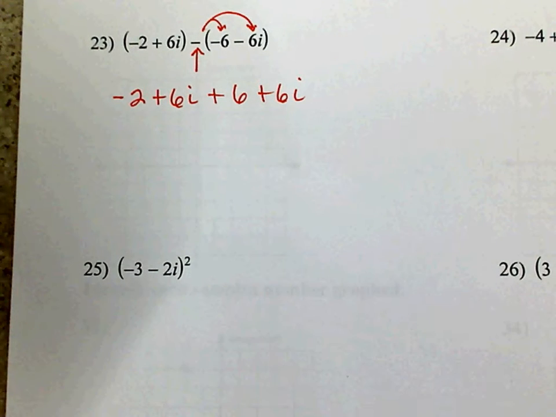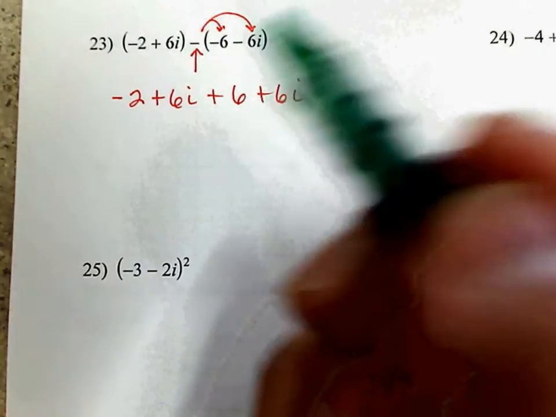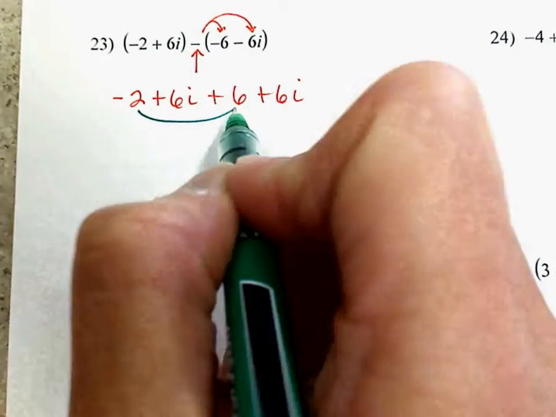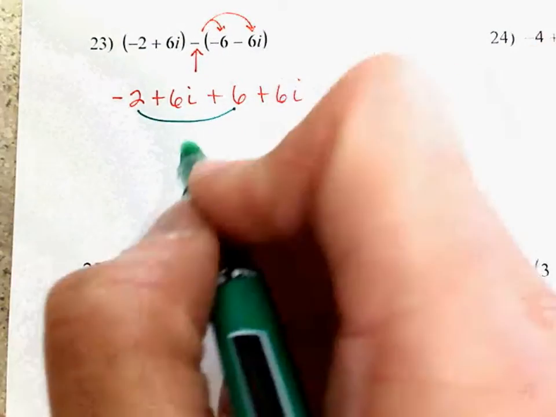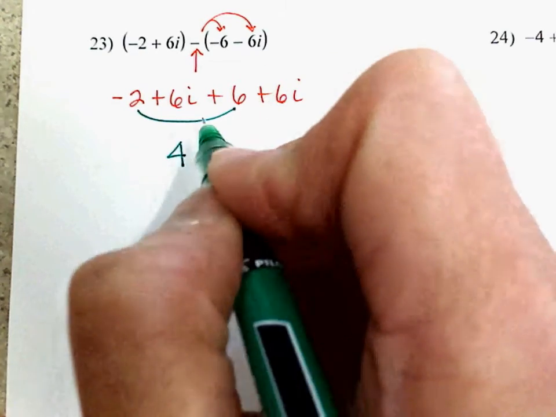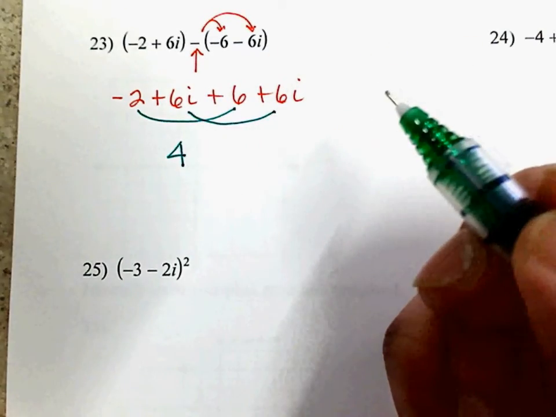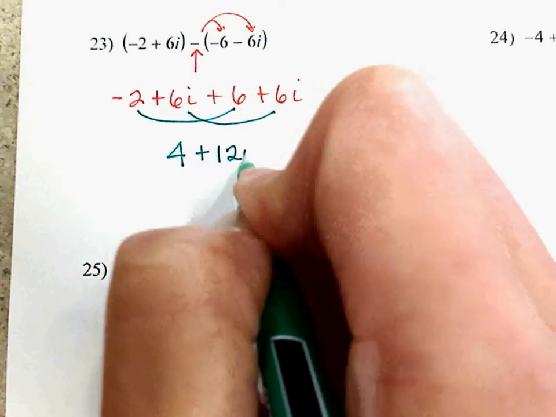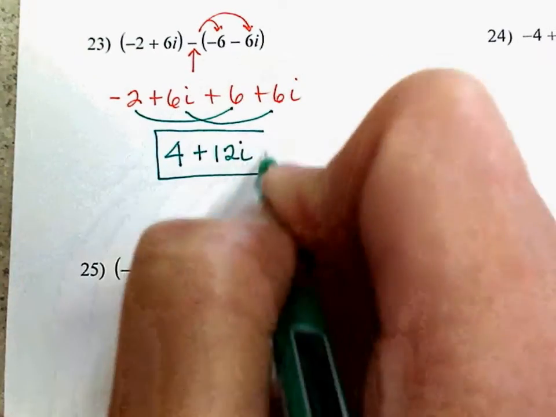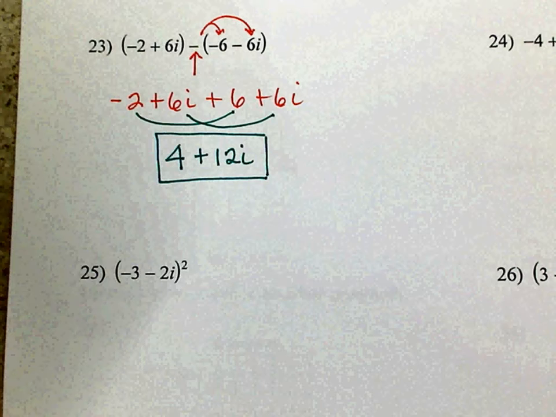Okay, combine your like terms. What are you going to combine? And what is that? -2 plus 6? 4. What is 6i plus 6i? Plus 12i. Don't put them together. One has an i, the other one does not. Okay?